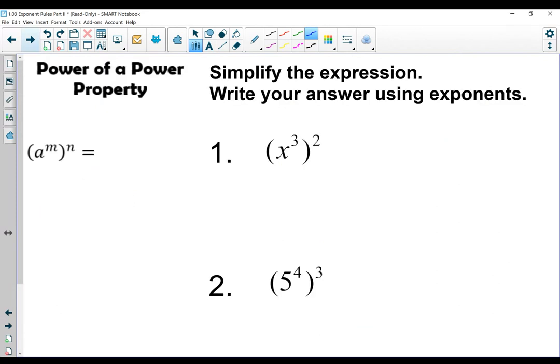Next, we're going to look at power of a power property. So again, I always like to give you a sneak peek first and do a couple examples that make you think about how that property might work. And then we'll go back and write it in terms of variables with A's and M's and N's.